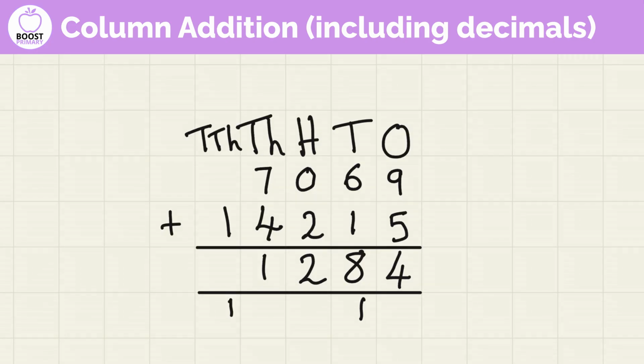We're going to finish with the tens of thousands column. So 1 10,000, add another 10,000, equals 2 10,000s. My answer is 21,284.